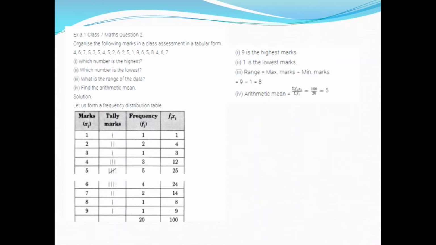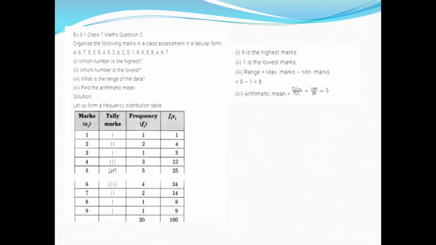So we'll be multiplying the marks and the frequency also. In this, which number is the highest? We can see here the marks column. The last, highest marks are 9. So 9 is the highest marks. Which number is the lowest? Lowest marks are 1. And the third part is, what is the range of the data? Again, range is calculated by maximum marks minus minimum marks. That is 9 minus 1 equal to 8.